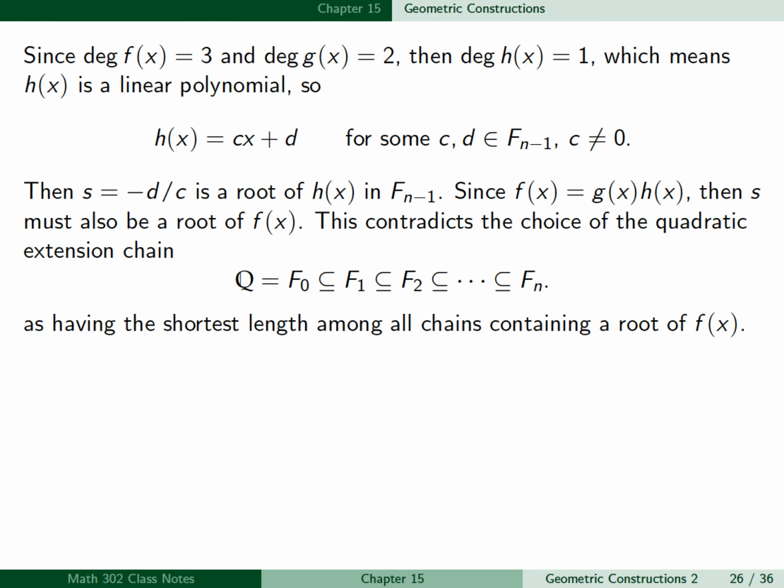So this contradicts the choice of the quadratic extension chain as having the shortest length among all chains containing a root of f(x), because we've now said that s is a root of f(x) and s belongs to F_{n-1}. So our contradiction completes the proof of the theorem.